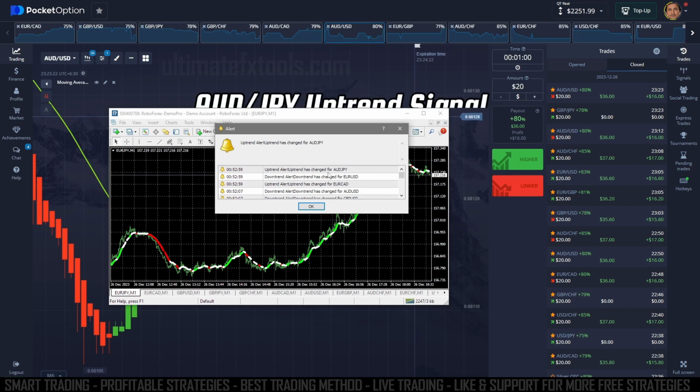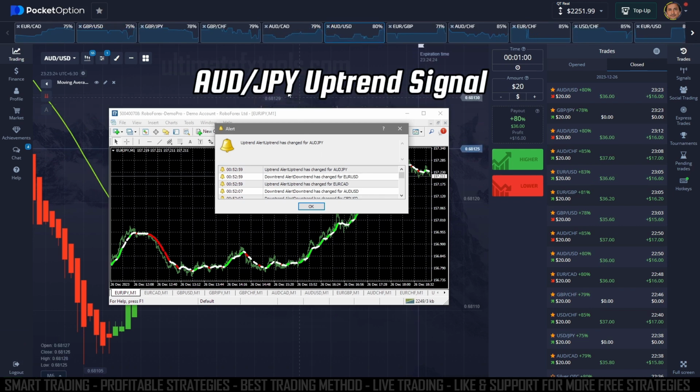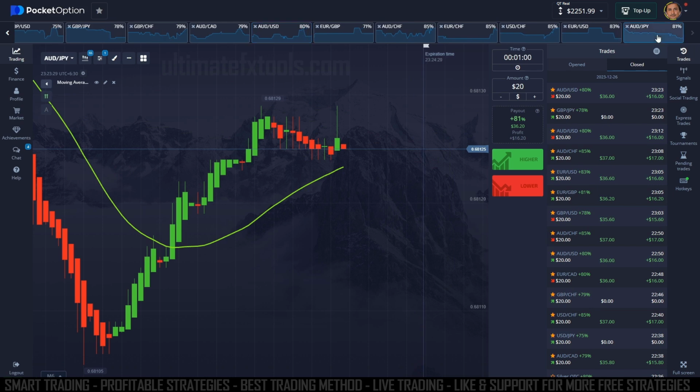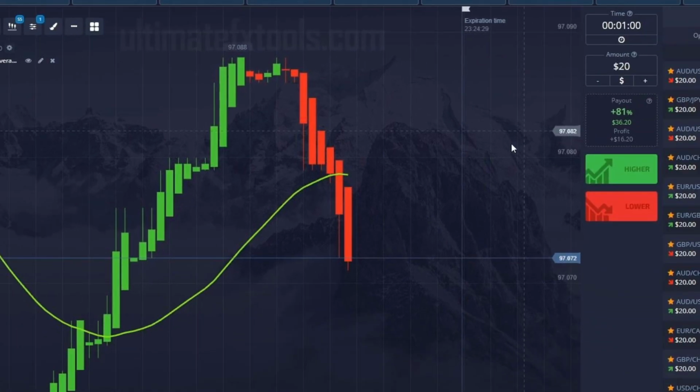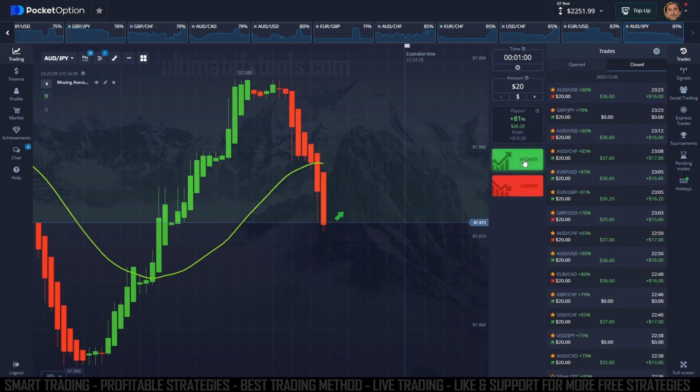An uptrend alert for Australian dollar to Japanese yen. Let's go check its chart and its momentum. It's on its downtrend going lower, with the candle bar below the moving average. It's the best spot to trade here and go for higher.